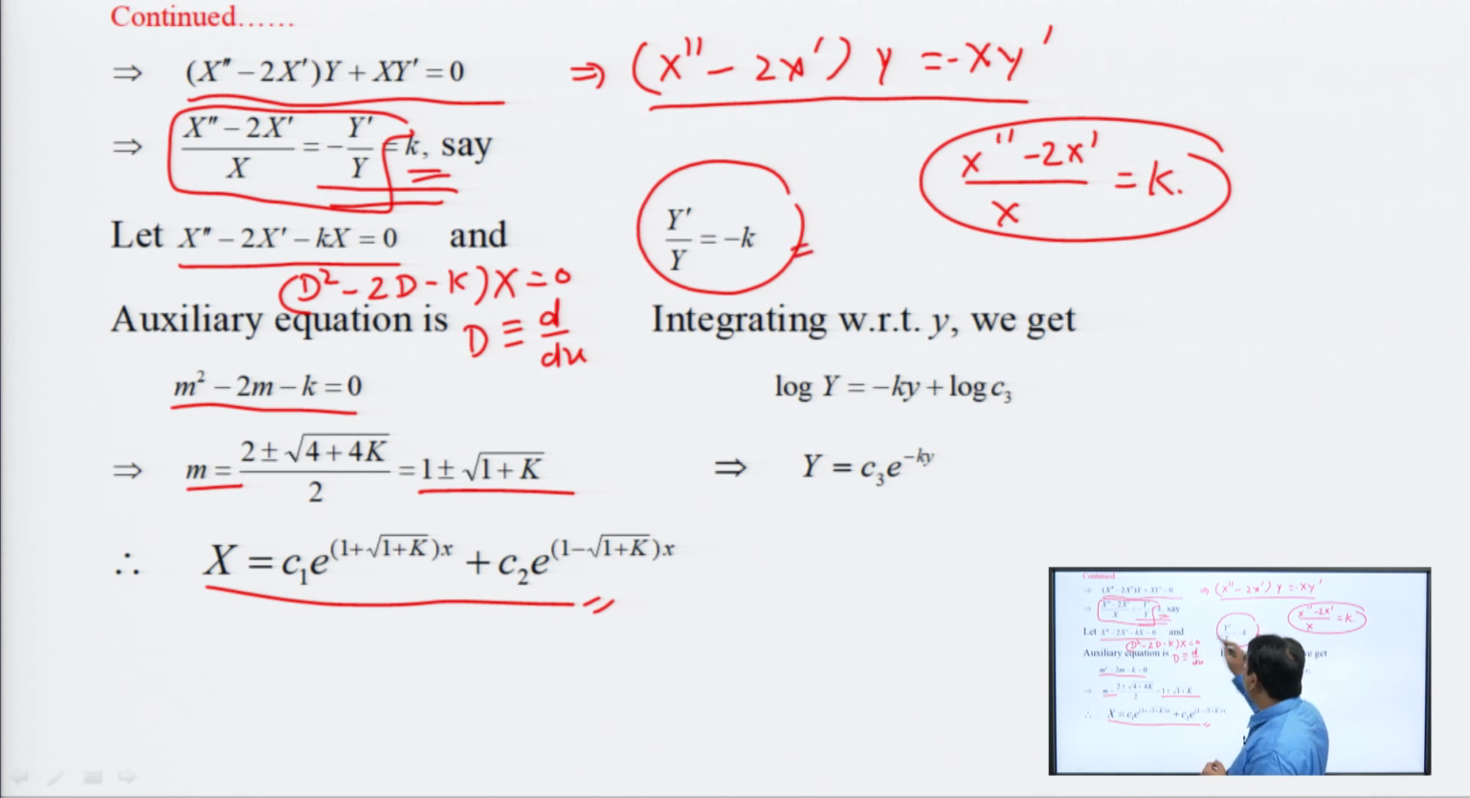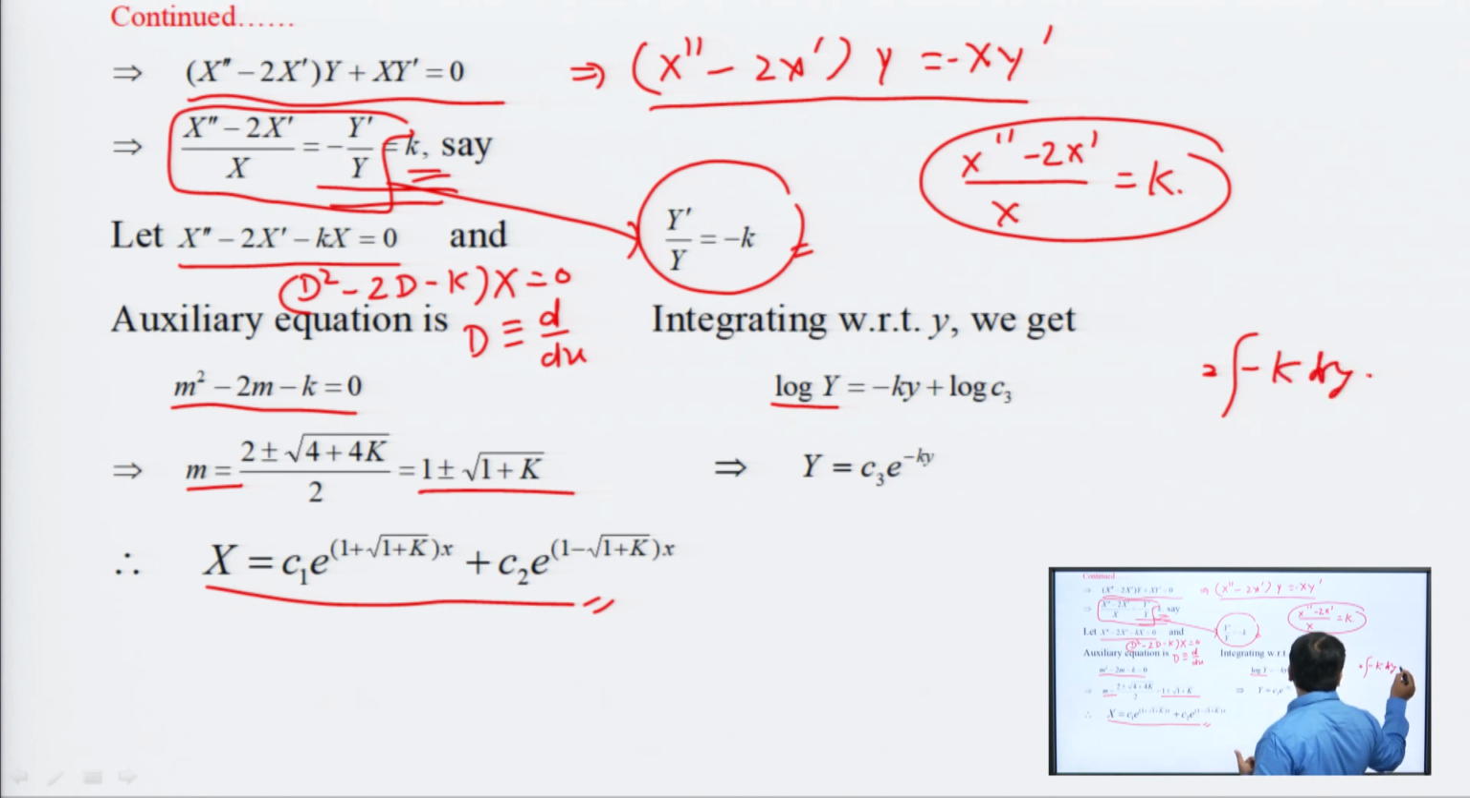Now, if we consider this one, y dash by y is equal to minus k. Here the numerator is the differential coefficient of the denominator. So, if we integrate this with respect to y, then of course on the left hand side we will get log y, and on the right hand side we will get minus k dy plus log c 3, a constant. So, log y is equal to minus ky plus log c 3.